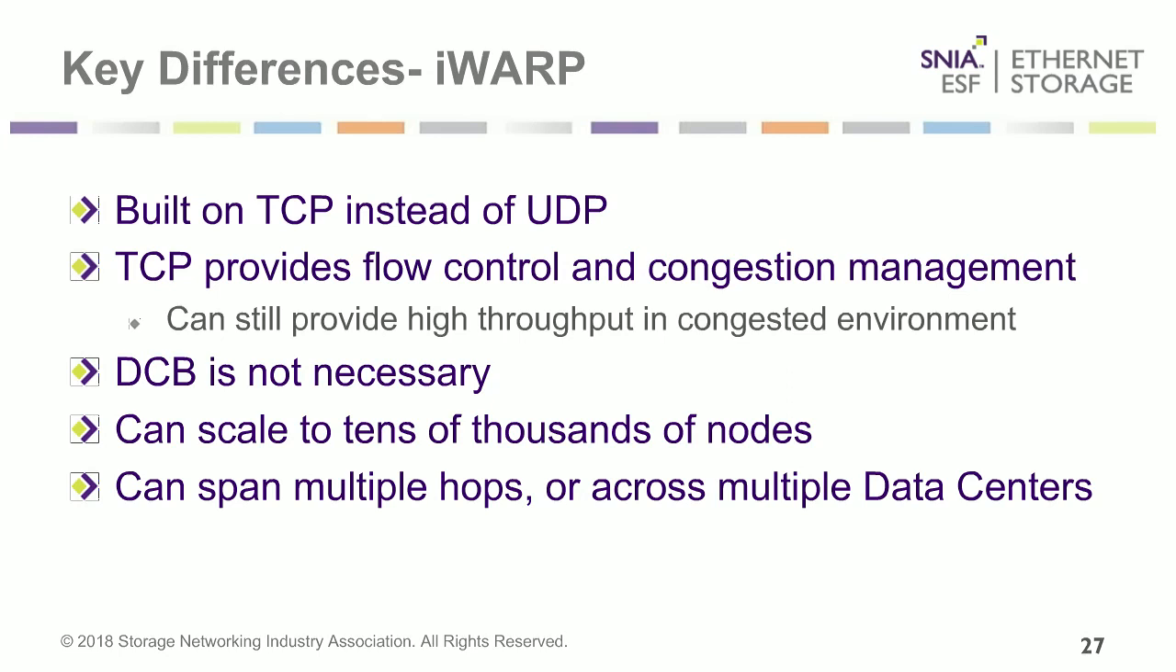Yes. So we showed earlier on the slide that iWARP is built upon TCP instead of UDP, and TCP actually provides the flow control and the congestion management. DCB is a plus, but not necessarily needed for iWARP. And the key difference here is iWARP can still provide a very high throughput and high performance in a congested environment, even with TCP only. And there's no specific requirement for the switch. And also, it has less of a configuration requirement for the IT professional.